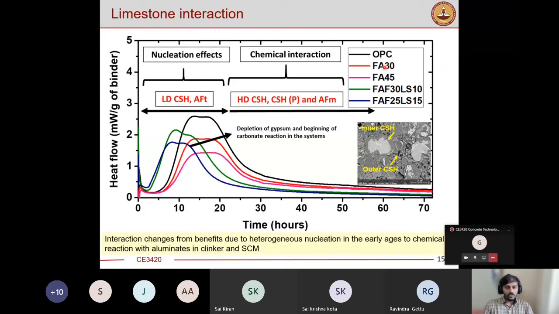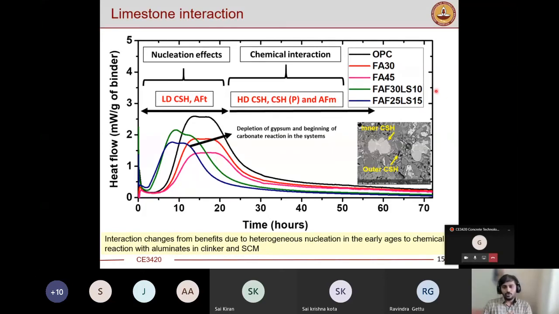When you replace with 30% fly ash or 45% fly ash, the red and pink line, you can see the heat release curve just reduces proportionately, because fly ash can react only after 7 or 14 days, even after 28 days in some instances, in your cementitious system, right?